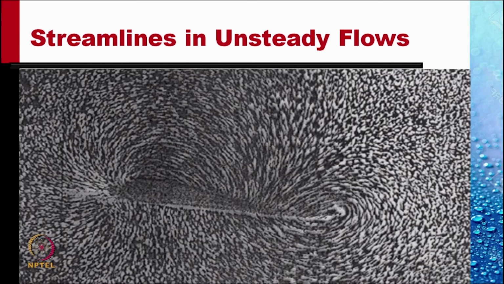But if the flow is unsteady, then streamlines could be very different. The same flow we made unsteady by keeping the camera fixed and moving the aerofoil. And if we see, the velocities are tangent to these lines which is shown there.